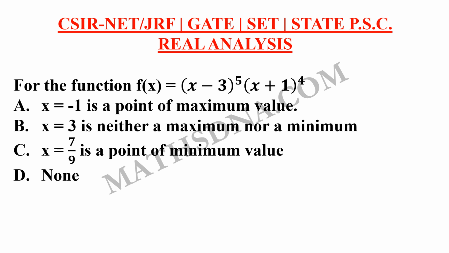So this question is basically based on the derivative of the function and then finding whether the given points are maximum, minimum or none of them. Let us begin this question. First of all, as per the question, we have the function (x minus 3) raised to 5 and (x plus 1) raised to 4. We have to find which of the points are maximum as well as minimum.